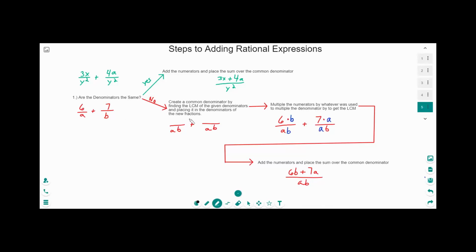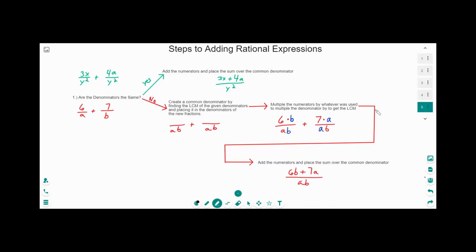And we need to go to the first step, which would be to create a common denominator, finding the least common multiple of the given denominators and placing it in the denominator of the new fractions. So here we just looked at this a and b and said, okay, the common denominator is ab, and we placed it under both fractions. Then we move on to the next step, which is to multiply the numerators by whatever was used to multiply these denominators by to get to this common denominator. So we needed to multiply this a by a b to get to this ab. So we multiply the 6 by a b. We needed to multiply this b by an a, so we need to multiply the 7 by an a.